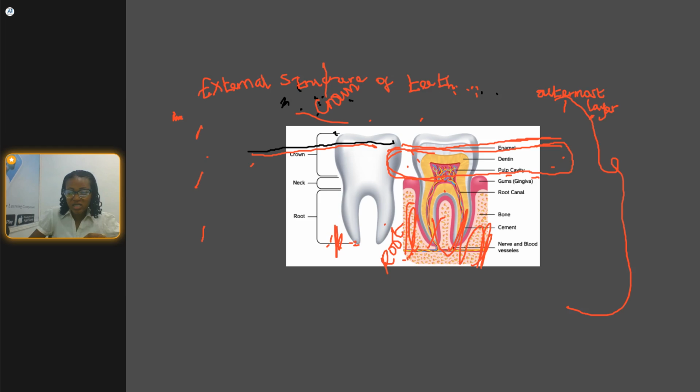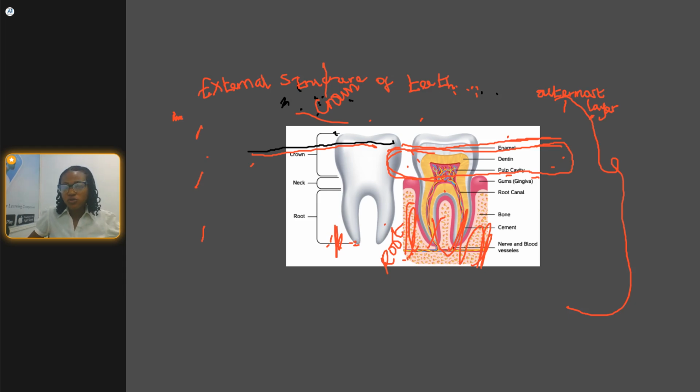All right, so we move to the next one, which is dentin. We have the dentin here. You can see it is below the enamel. It is beneath the enamel, and it supports the teeth structure. Just as you can see in the diagram, it is beneath the enamel, so it supports the structure of the teeth.